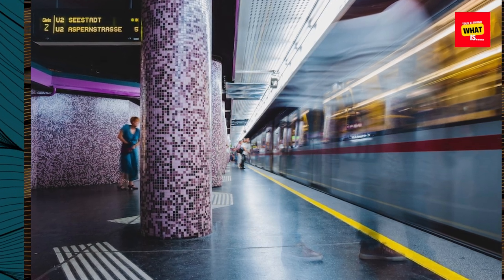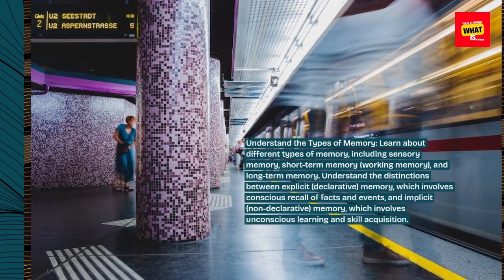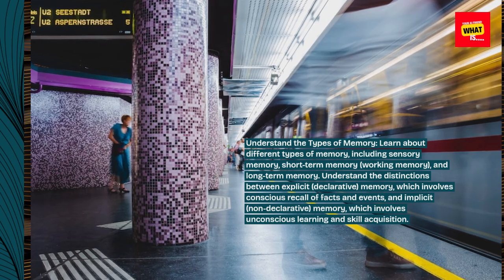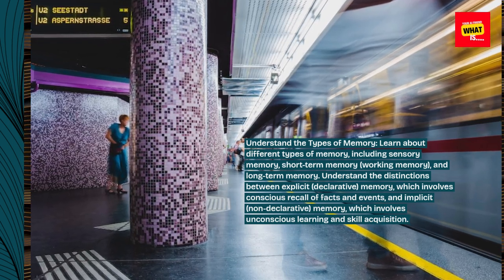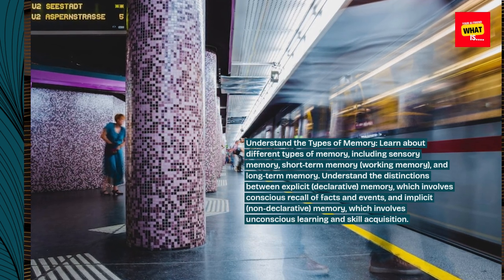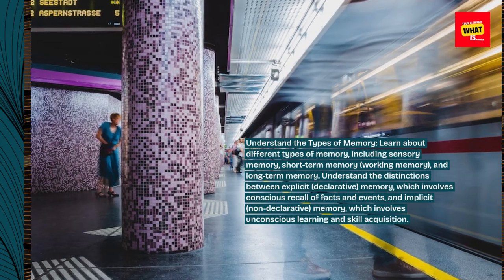Learn about different types of memory, including sensory memory, short-term memory, working memory, and long-term memory. Understand the distinctions between explicit, declarative memory, which involves conscious recall of facts and events, and implicit, non-declarative memory, which involves unconscious learning and skill acquisition. Explore cellular and molecular mechanisms.